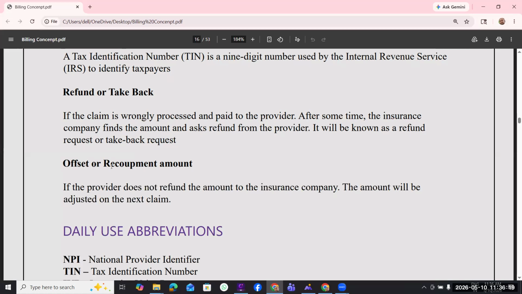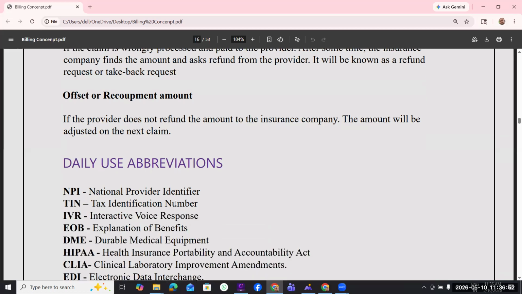Offset or recoupment amount. What is the recoupment amount or offset? If the provider does not refund the amount to the insurance company, the amount will be adjusted on the next claim. For example, if a wrong payment comes to the provider and the provider does not send that money back, that amount will be adjusted against the next service. When any next operation or service is billed on a claim, they will recoup it, meaning they will adjust that money.